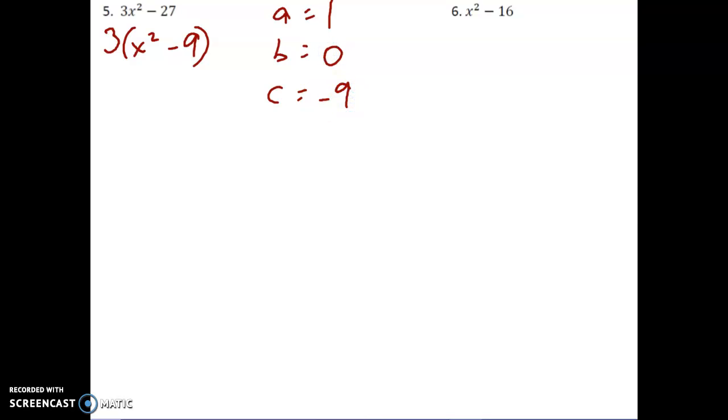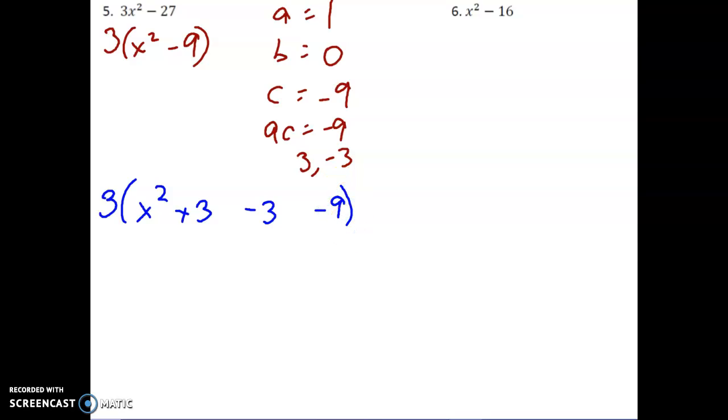Okay, so I need two numbers that multiply together to be -9 and add together to be 0, because A times C is going to be -9, right? Because 1 times -9 would be -9. So my two numbers are 3 and -3. All right, and when I come over here to substitute them in, I'm going to remember to bring down that 3 on the outside. Uh-oh, what did I forget? I have to remember to put an x, right? I have my x to the second term. I have my constant term with no x. I need to remember to put x to the first on these.